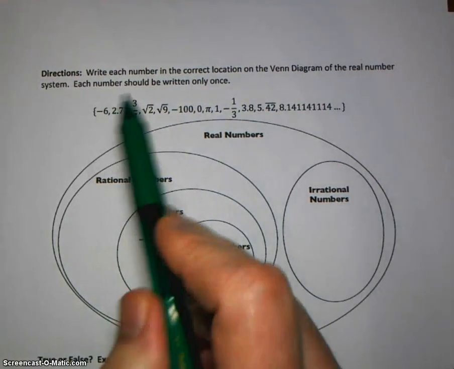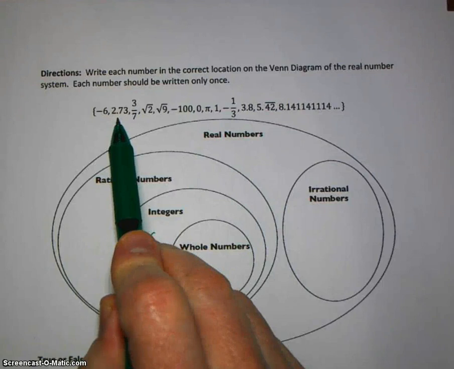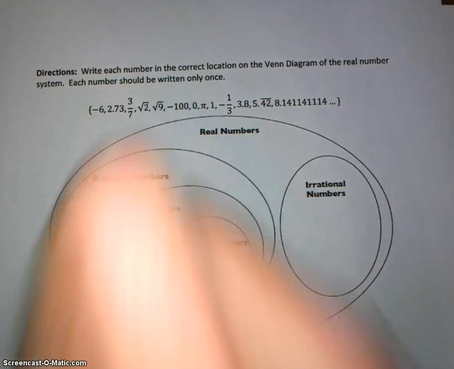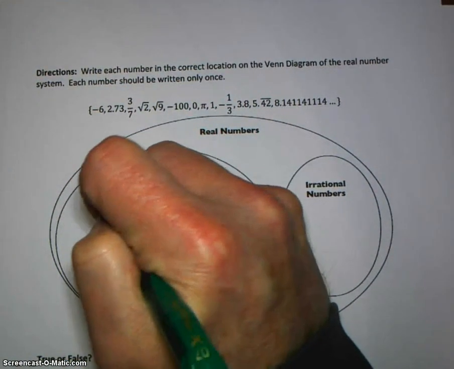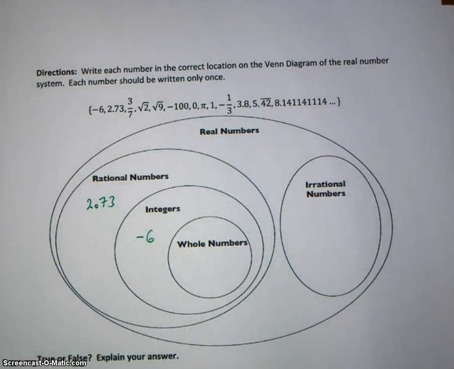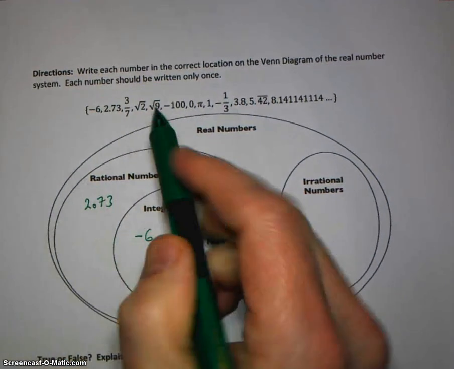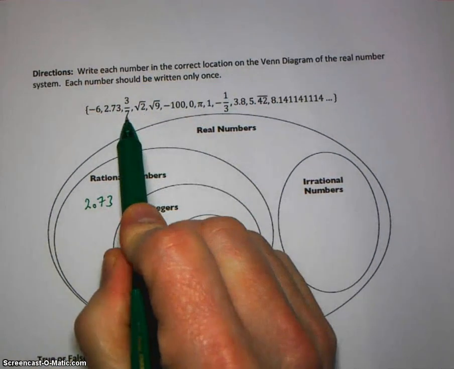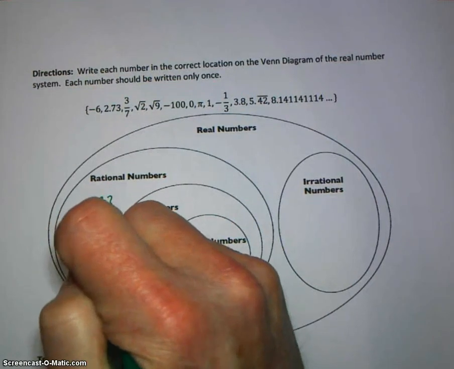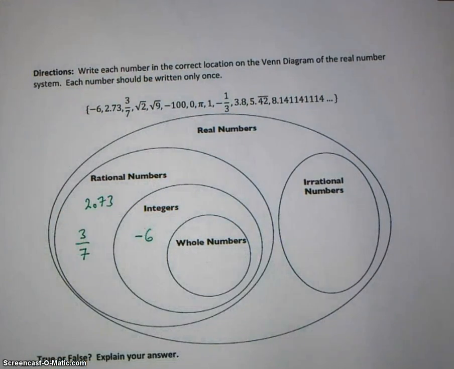All right, 2.73. That's a decimal that terminates. So that means that one's rational. Square root of 3/7. 3/7 is a fraction of integers. So that one's also rational. Goes in that spot.